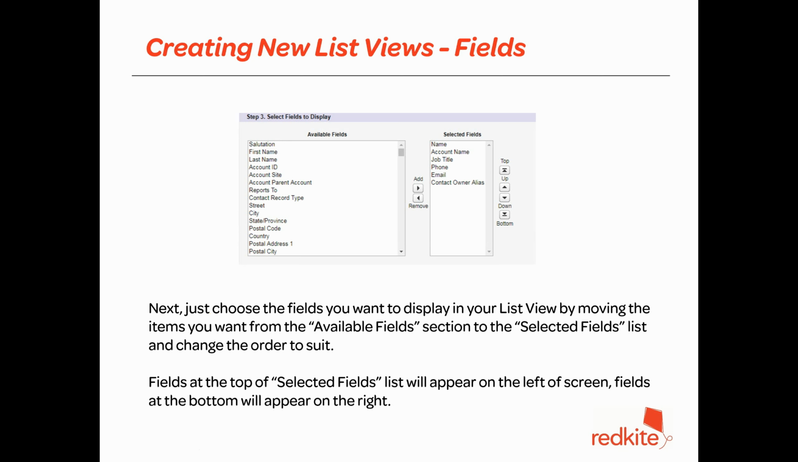Once you've created your list views, then you get to choose the columns that appear in your list view. So if you're looking for clients in New South Wales who have given over $1,000 and have the job title of CEO, then you may want to see what their phone number is, or what their email address is, or when the last time their record was modified. Anything from this list, you can move over here and it will become a column in your list of records. So again, left of screen is at the top and right of screen is at the bottom, and you can change the order.